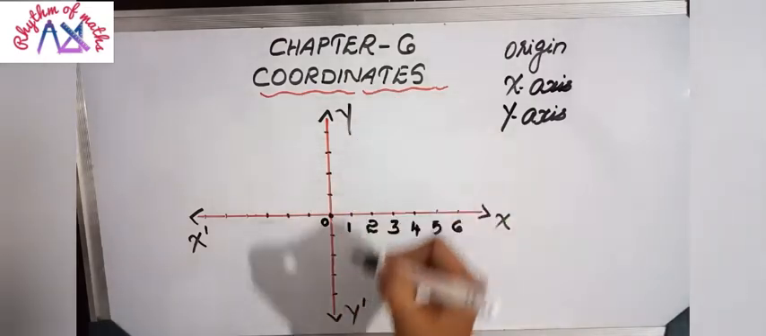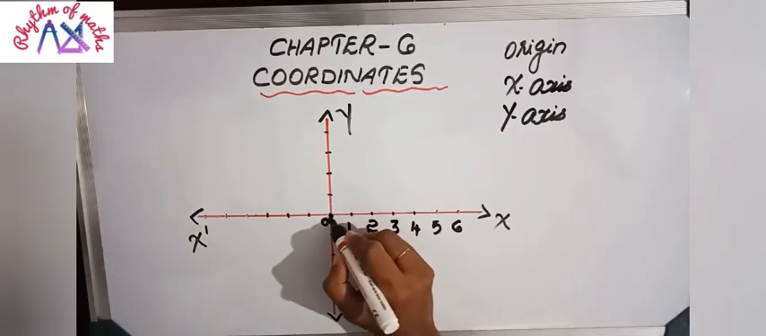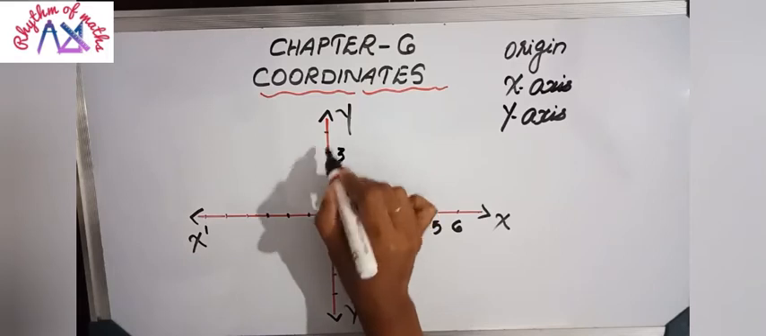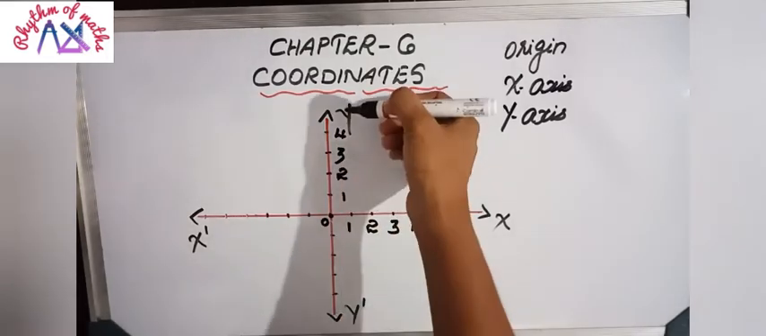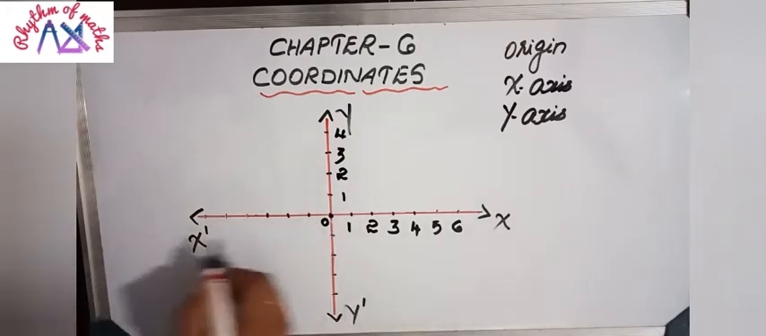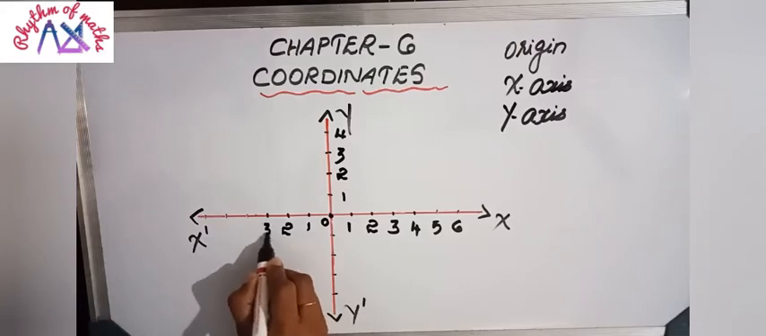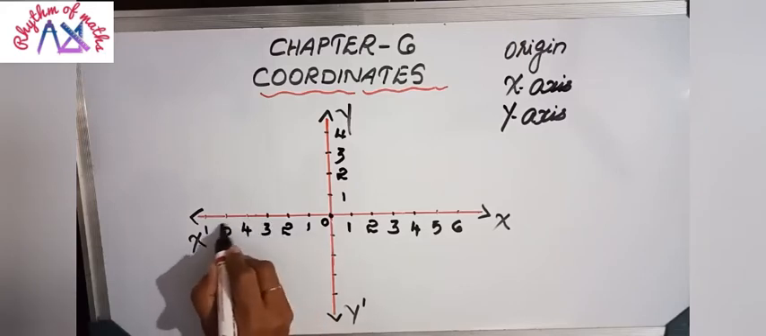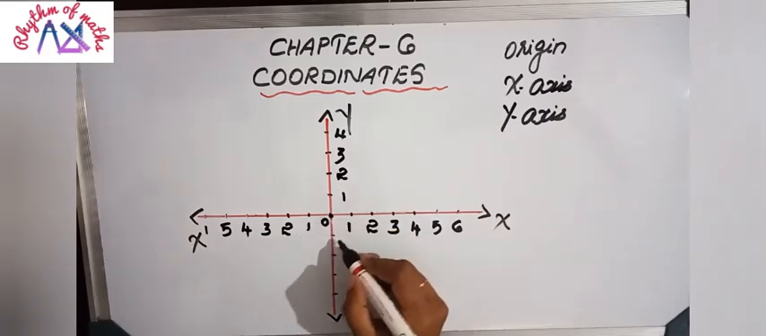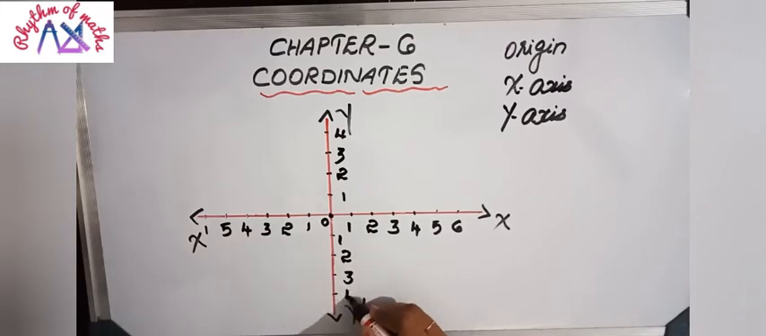Now towards up also we have to give the numbers. Here also start from 0. After 0, 1, 2, 3, 4. Don't start from the top, you have to start from the center point. Next, towards here also you have to give numbers like 1, 2, 3, 4, 5, like that. Towards down also you have to give numbers from 0. Next is 1, 2, 3, 4.